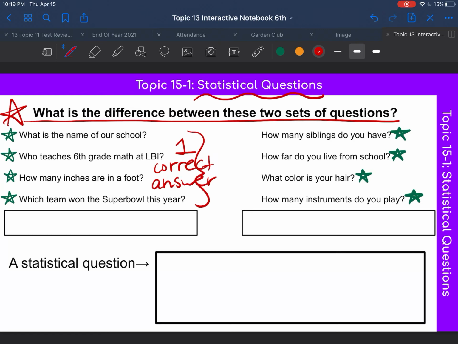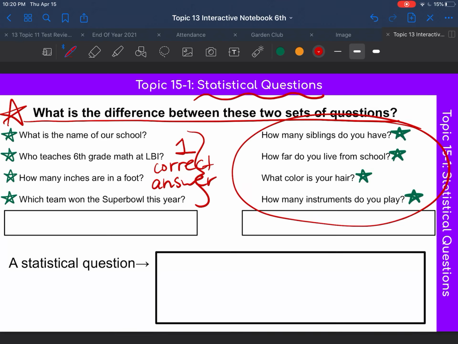Now let's look at the other set of problems. If you were to ask someone, how many siblings do you have? One person may say, oh, I have one, but another person may say they have 5. If you were to ask how far you live from school, I would say, oh, I only live a few miles, but someone may say, oh, I live over the bridge. What color is your hair? Same thing: blonde, brown, red, black. How many instruments do you play? 5, 4, 12, none. So all of these questions have multiple answers, and all the answers are pretty different.